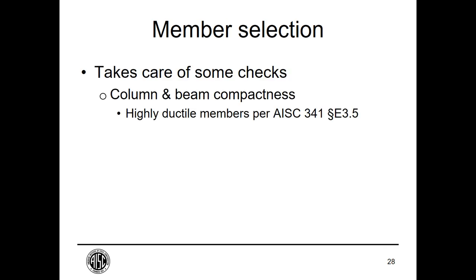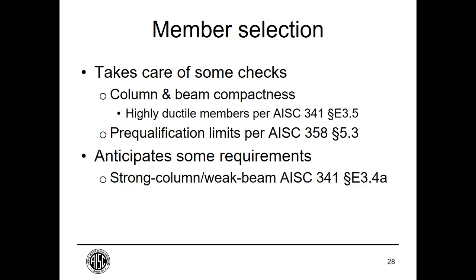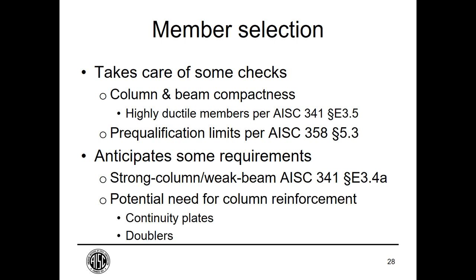All right, so let's make sure that when we're selecting members, we use the appropriately highly ductile members as required by AISC 341 for the special moment frame in section E3. And we respect the pre-qualification limits that we just covered. So we're going to also, in our modeling or in our member selection, anticipate some other requirements, such as the strong column, weak beam requirement for special moment frames. And also we'll discuss the potential need for column reinforcement, such as continuity plates and doublers. That will become a little bit clearer towards the end of this part of the design example, but this is the appropriate place to consider it.